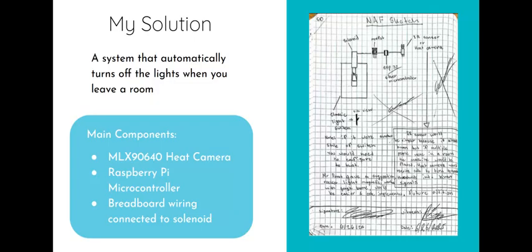So the way it solves it is by having a heat camera that detects whether you're in the room or not. And if you're not in the room, then it activates a solenoid, which is basically just a way of physically turning on and off a light switch. So that is essentially what the machine is. But the main components that it'll be using are an MLX9640 heat camera, a Raspberry Pi microcontroller, as well as a breadboard with wiring connected to the solenoid, which is the component that will turn the lights on and off physically.